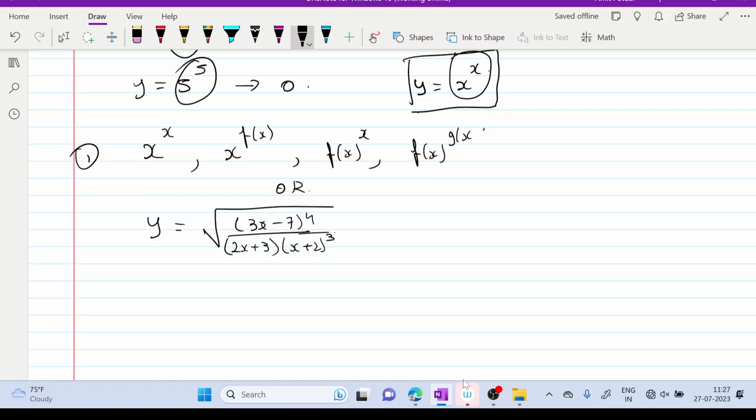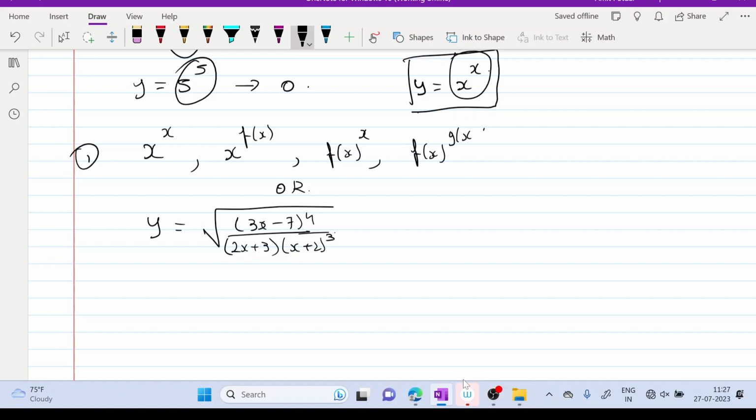ऐसे कुछ भी complicated आएगा. Whenever you get functions of this type, the best method is logarithmic differentiation. Okay? For all these kinds of problems, we will be using logarithmic differentiation. Okay? Because we don't have any direct formula for any of these.